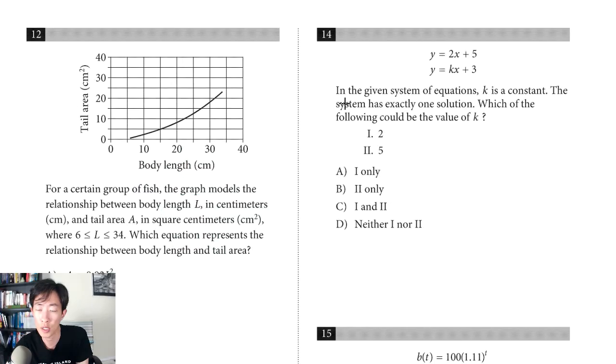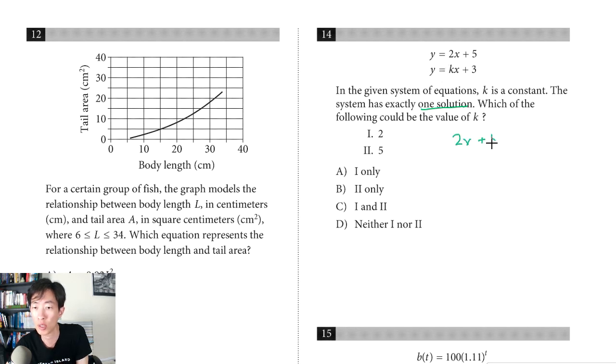Question 14, in the given system of equations, k is a constant. The system has exactly one solution. Which of the following could be the value of k? So again, which of the following means we're going to plug in the values of k. We'll start by plugging in 2. Notice that both equations are equal to y, so if we're going to solve it, we're going to have to set the equations equal to each other.